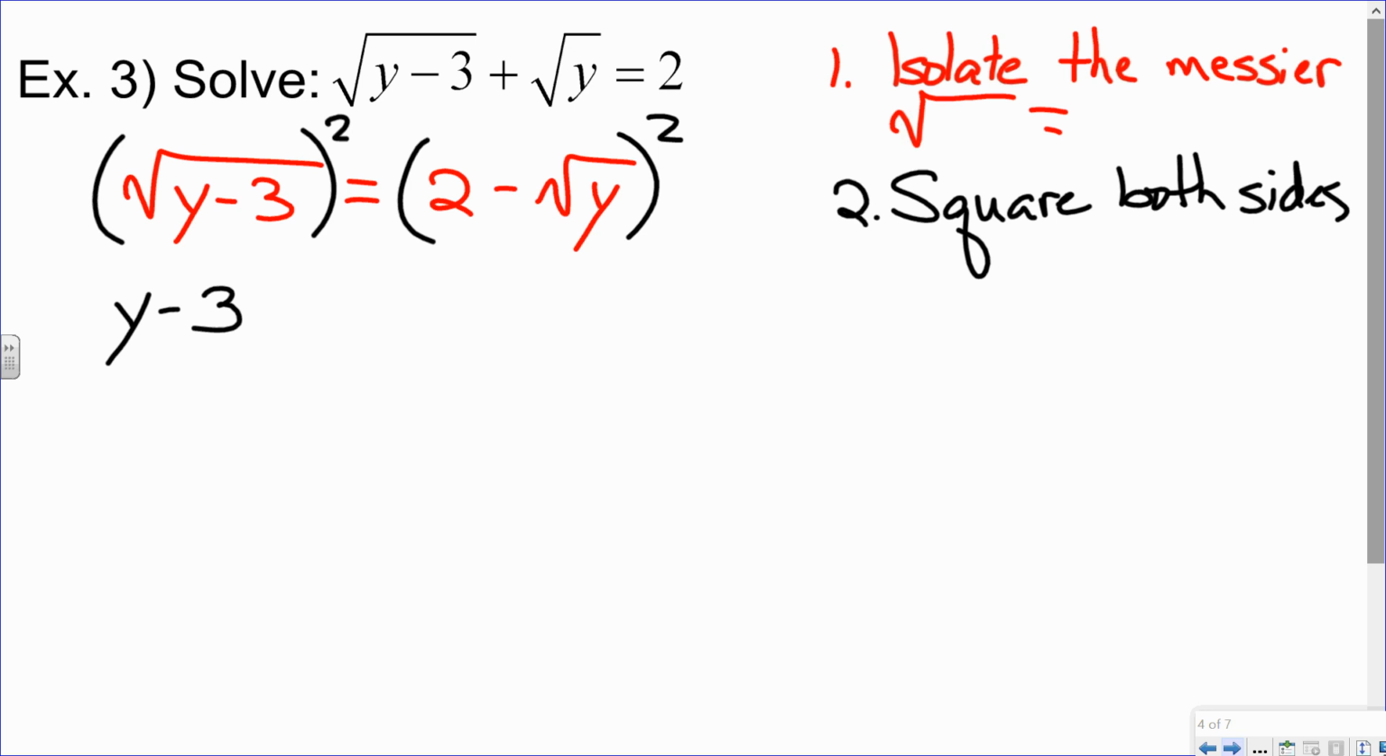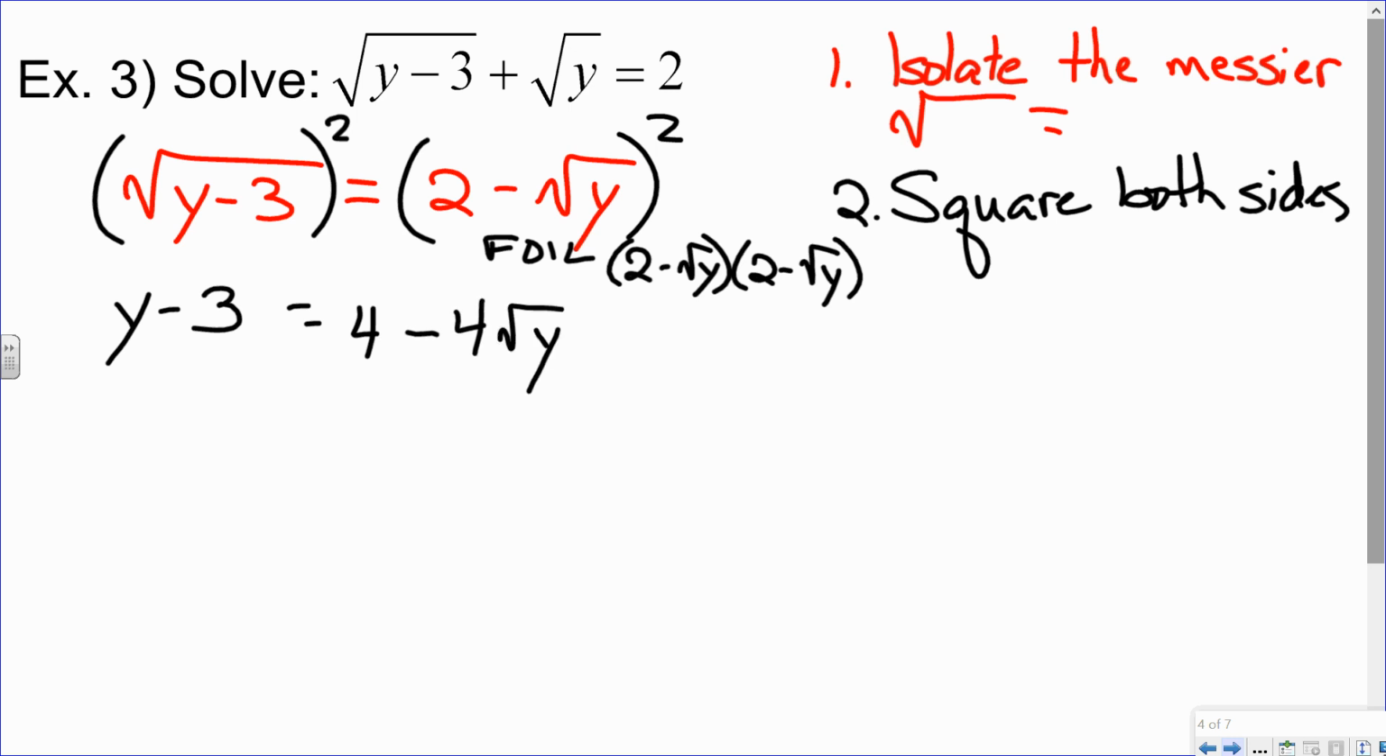The right side, though, you have to be careful. It is not 4 minus y when you square that. We must FOIL that out. So we are looking at 2 minus root y times 2 minus root y, which gives us 2 times 2 is 4. Minus 2 root y minus another 2 root y is minus 4 root y. Minus minus is plus. Root y is regular y. Does that look all right to everybody?